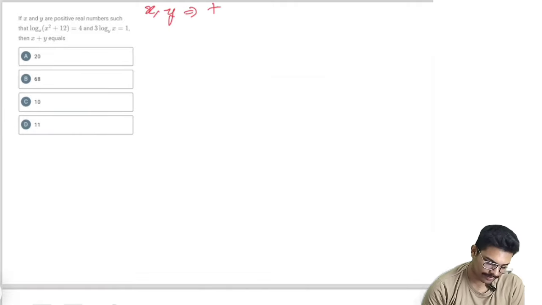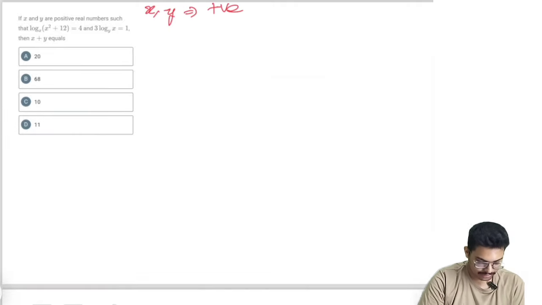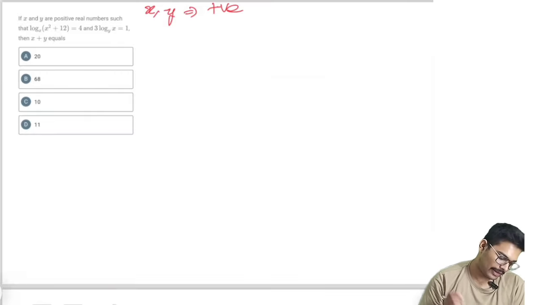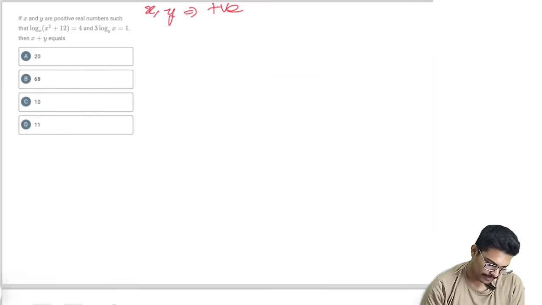We have two equations: log of x square plus 12 to the base x equal to 4, and log of 3 log of x to the base y equal to 1. Then we need to find the value of x plus y. We have two equations, but have you noticed that in the first equation there is only one variable and in the other equation there are two variables? So we need to start solving with the equation with the least number of variables. We can start solving with the first one.